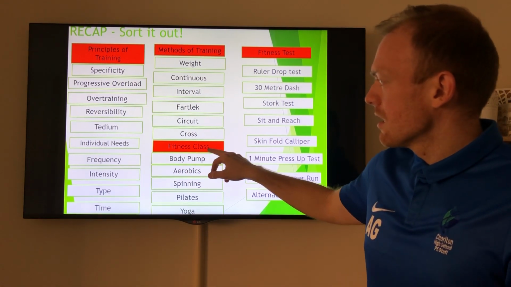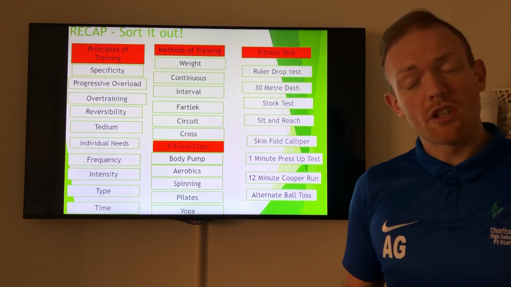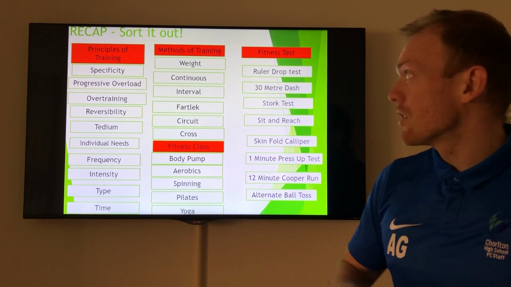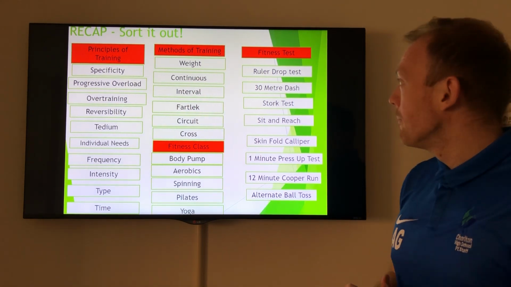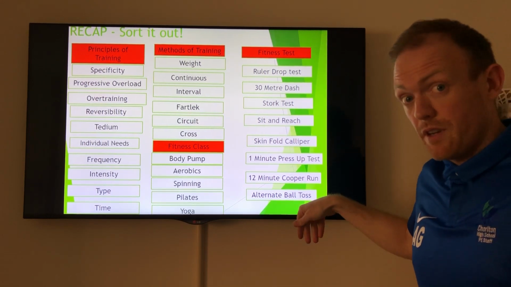Fitness classes, you've got your body pump, aerobics, spinning, Pilates and yoga. We went through them in the last class in the methods of training lesson as well. Okay, and then you've got your fitness test as well. There are more fitness tests than this.